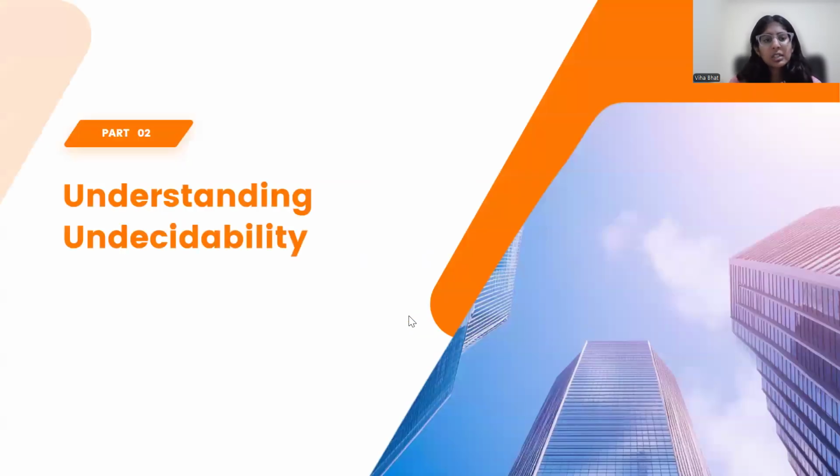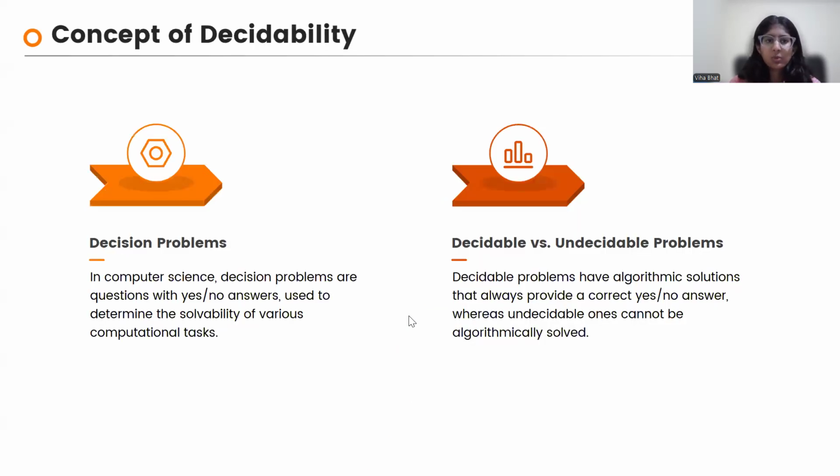The second part is understanding undecidability. Now, what are decision problems? What is the concept of decidability? In computer science, decision problems are questions with yes or no answers. These are used to determine the solvability of various computational tasks. So these expect straightforward answers for the problems.